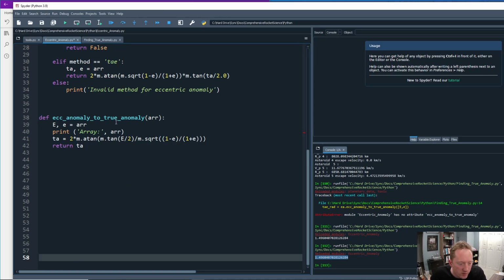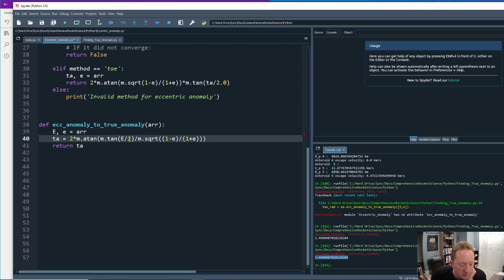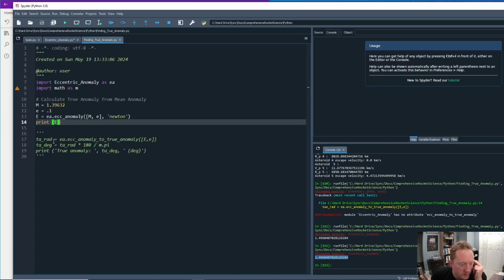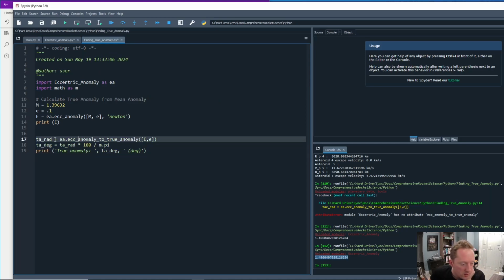So this is what we're going to use. Basically, you're passing the function your eccentric anomaly and your eccentricity as an array. It's going to print that array, which is unnecessary. That was just for troubleshooting. It's going to find your true anomaly using the equation I just created and return it back. So your true anomaly in radians is what's going to be passed by that function. Your true anomaly in degrees, you're just going to multiply by 180 and divide by pi to get degrees, and then it will print out your true anomaly in degrees.